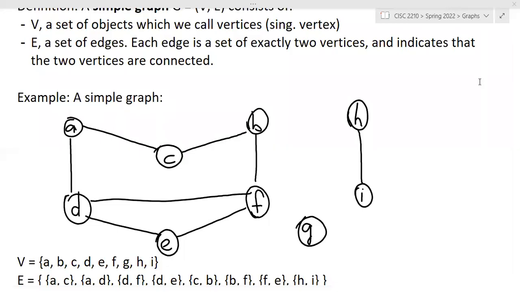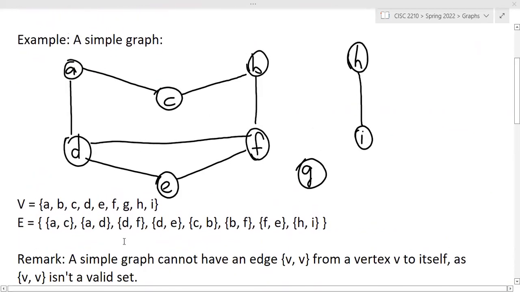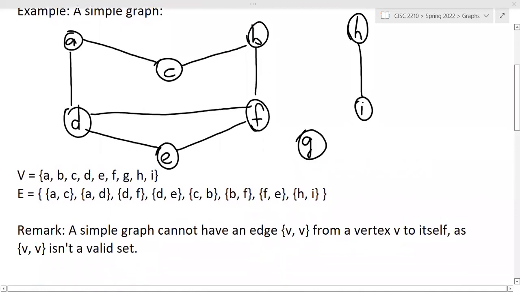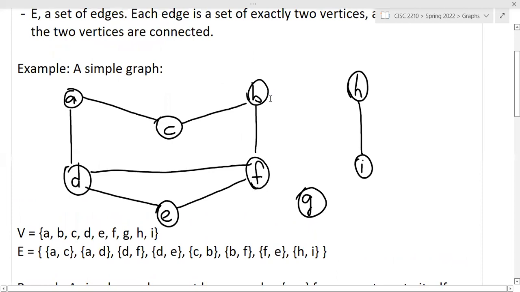Now, you might wonder, can we have an edge going from a vertex to itself? For example, can we have an edge going from B to itself? So here it is. A simple graph cannot have an edge, let's say V comma V, from a vertex V to itself. And one reason is that this is not a valid set. Remember, a set cannot have duplicates. So if we tried to have an edge from B to itself, the edge would be the set B comma B, but that's not a valid set. So therefore, we cannot have edges from a vertex to itself.